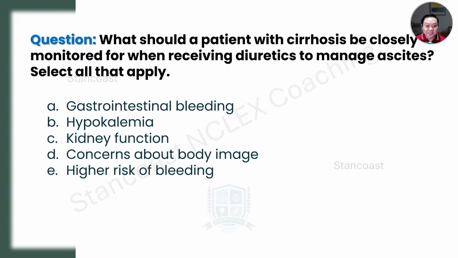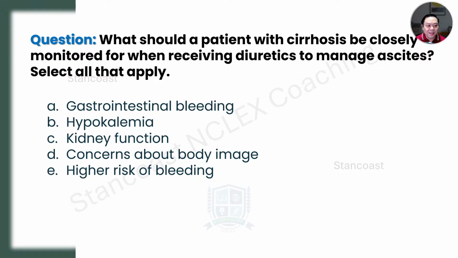A, gastrointestinal bleeding. B, low potassium or hypokalemia. C, kidney function. D, concerns about body image. Or E, high risk of bleeding. Take note about the case. We are dealing with a patient who has cirrhosis and you're administering furosemide, or let's say a diuretic, I should say. And the reason is to manage the patient's ascites. So you have to select more than one answer this time. There are two correct answers in this question.